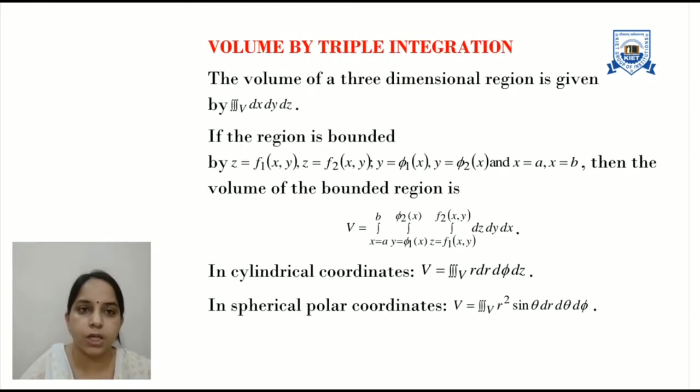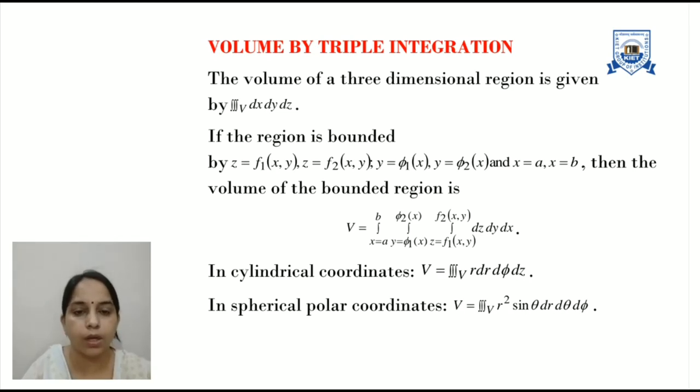By triple integration, to get the volume, we have the formula of volume as triple integration dx dy dz. If the region is bounded by curves z equals f1(x,y), z equals f2(x,y), y equals phi 1(x), y equals phi 2(x), and x equals a and x equals b, then the volume of the bounded region is given by triple integration dz dy dx.